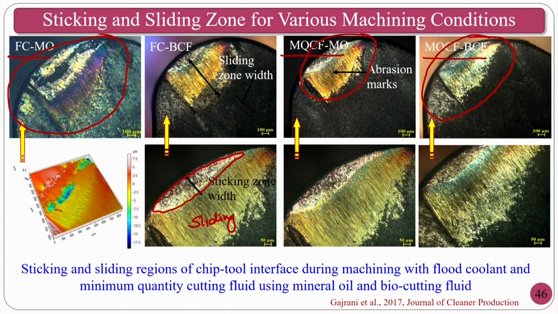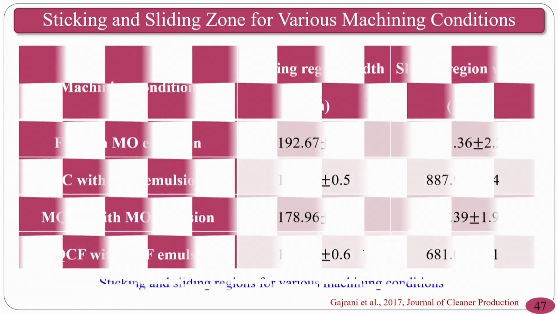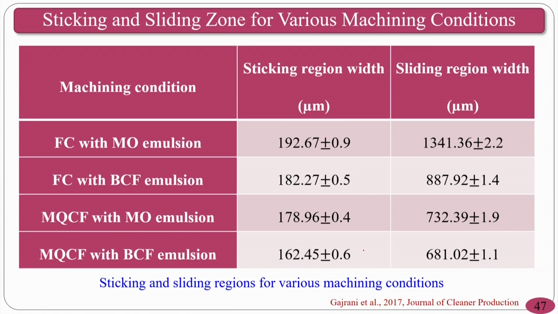You can see in the 3D image how the peaks and valleys are formed in the three-dimensional space. Here in the optical micrographs, you may not see the third dimension, but for that purpose 3D surfaces are also taken, but we have shown it for only one application. Sticking and sliding zones, calculated values, if you see, MQCF with BCF is much less compared to the other things. It is a minimum.